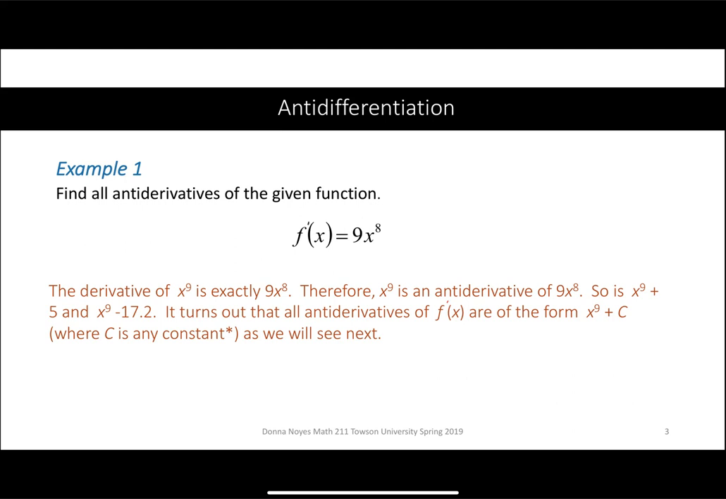C for constant. That C could be positive, negative, decimal, a ginormous number. It could be anything. So in the end here, we would say that our antiderivative f of x would be x to the 9th plus C. And if we wanted to double check, we can find f prime of x. Well, the derivative of x to the 9th is 9x to the 8th, and the derivative of C is just 0, so that matches what we were given. So we did indeed find our function from its derivative.